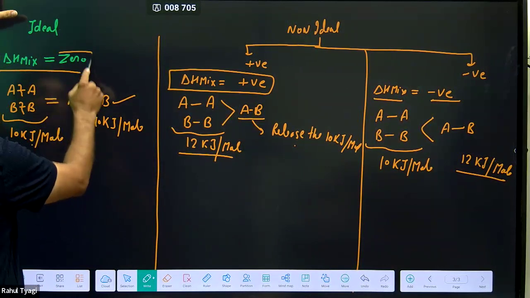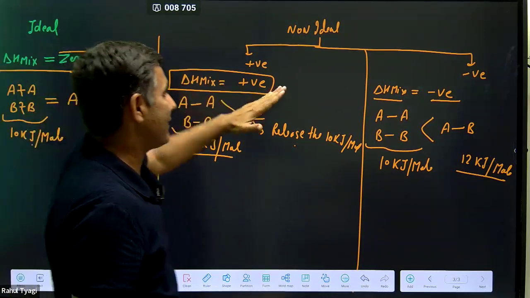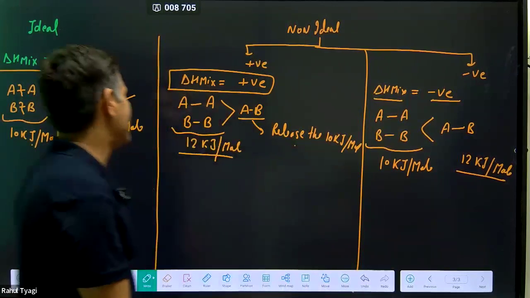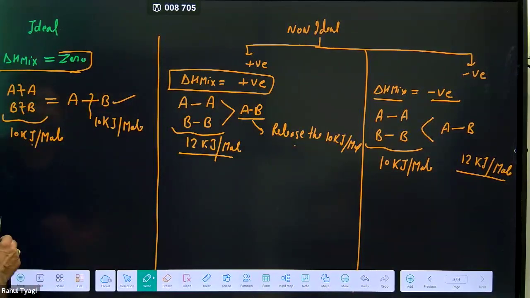Then I have explained this one. Delta H of mixing is equal to 0. Delta H of mixing is positive. Delta H of mixing is negative. Got it, my dear? Then next point.